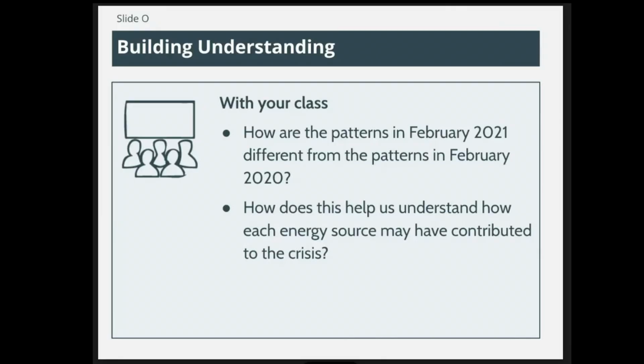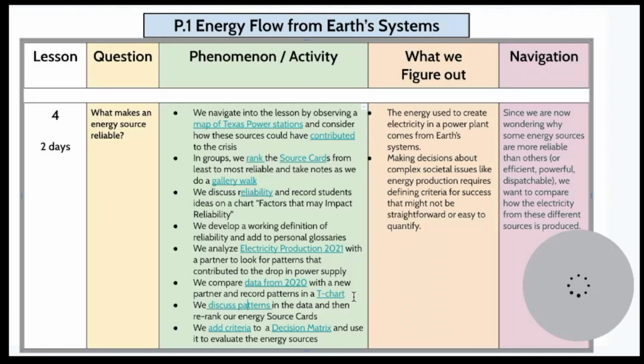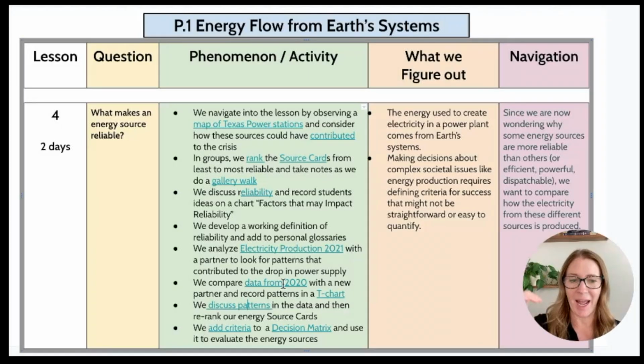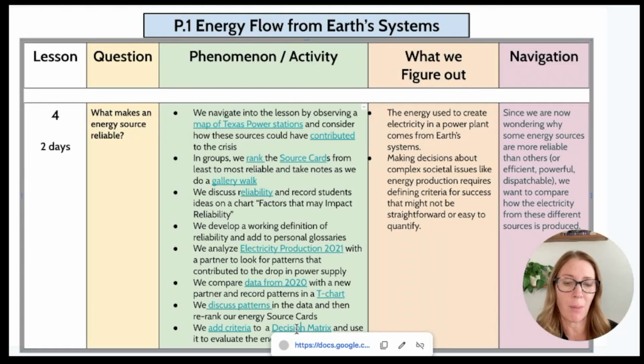We're going to think about how the patterns are different and how this helps us understand what may have contributed to the crisis. What they should be figuring out is that there's a lot of energy being produced by gas, and it takes quite a dip. So when that energy crisis happens, something might have happened to the gas production. We re-rank our energy source cards, because it looked like nuclear power was pretty reliable, but gas didn't seem to be quite as reliable. So we re-rank our cards, and we introduce what's called a decision matrix.